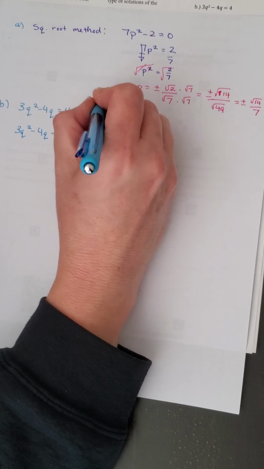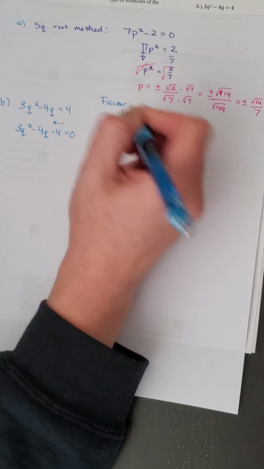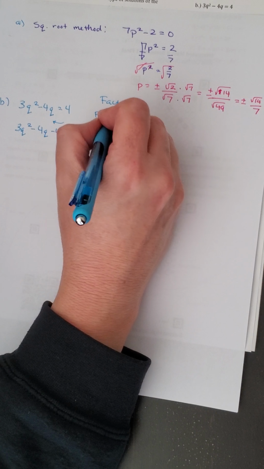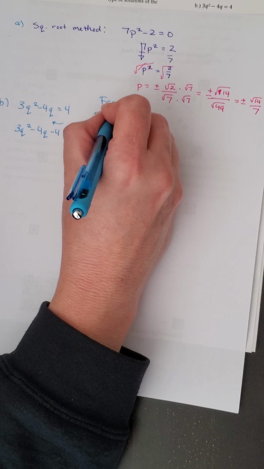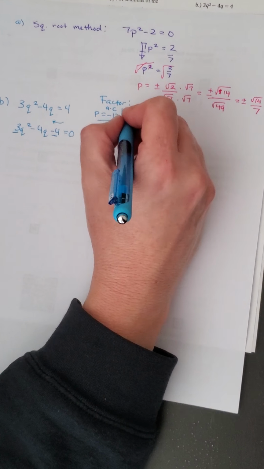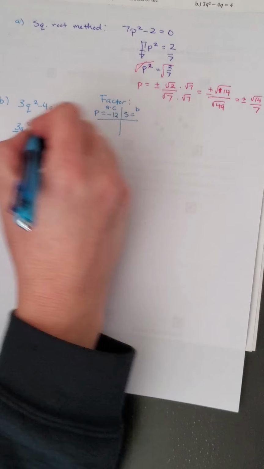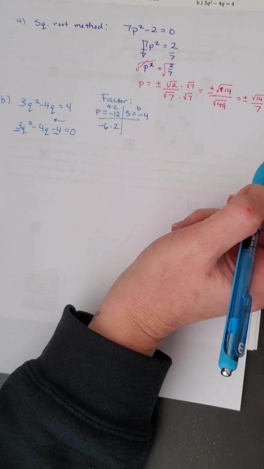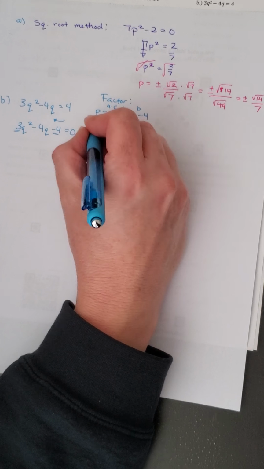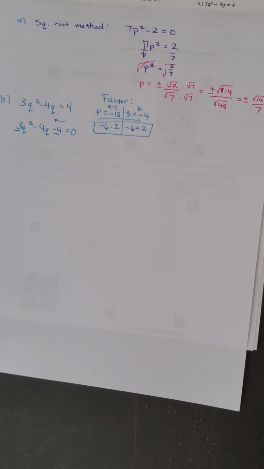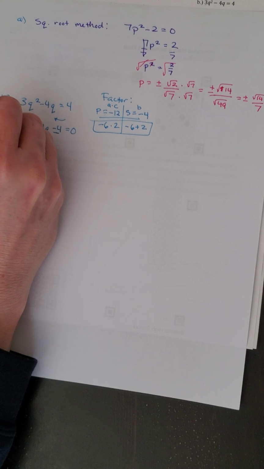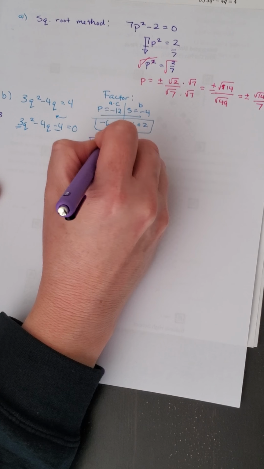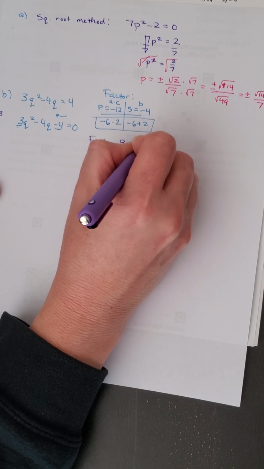I'm going to try factoring. Let's see. I need something that multiplies to a times c, which is -12, right? A times c, and adds to b, which is -4. And, oh, I know the two numbers, -6 times 2, and negative 6 plus 2. There they are. Okay, now, since A is not 1, right, A is 3, we have to use factor by grouping.